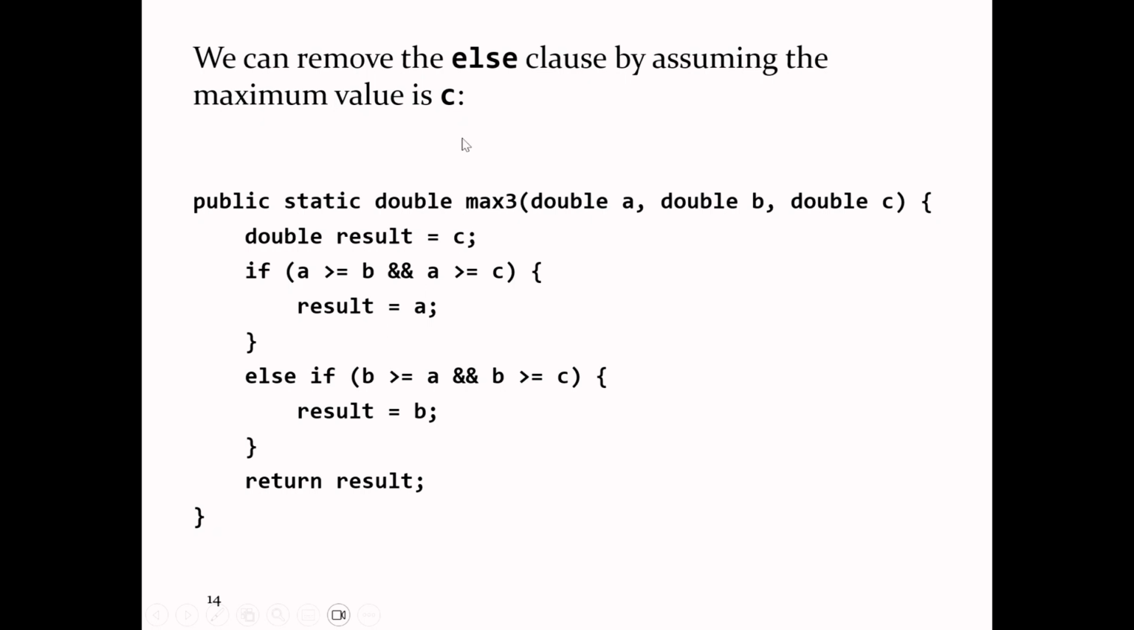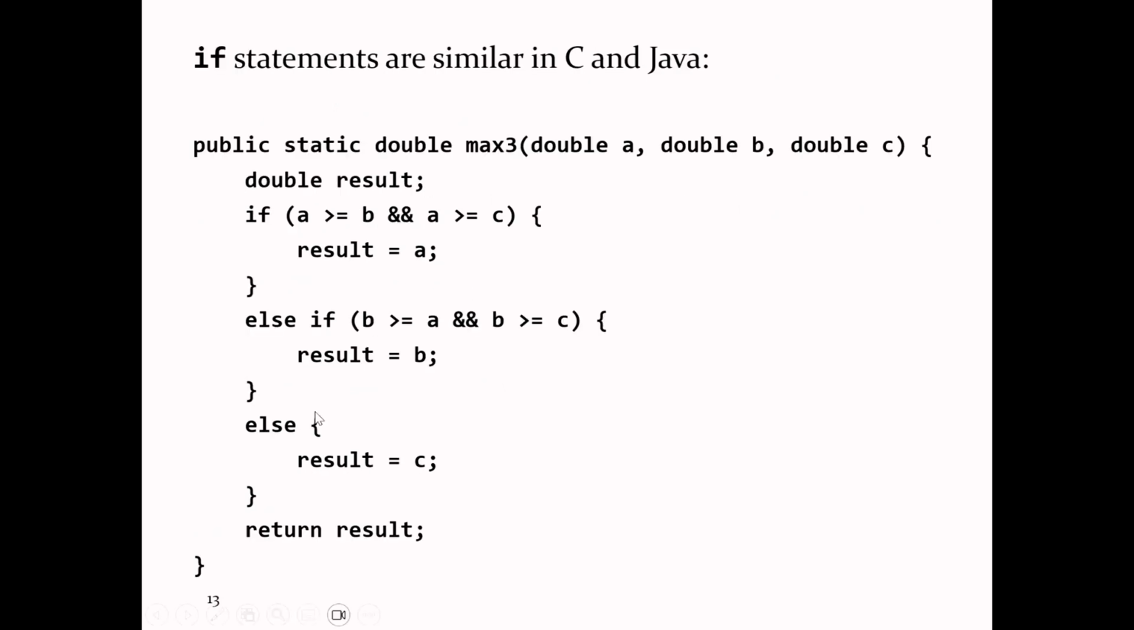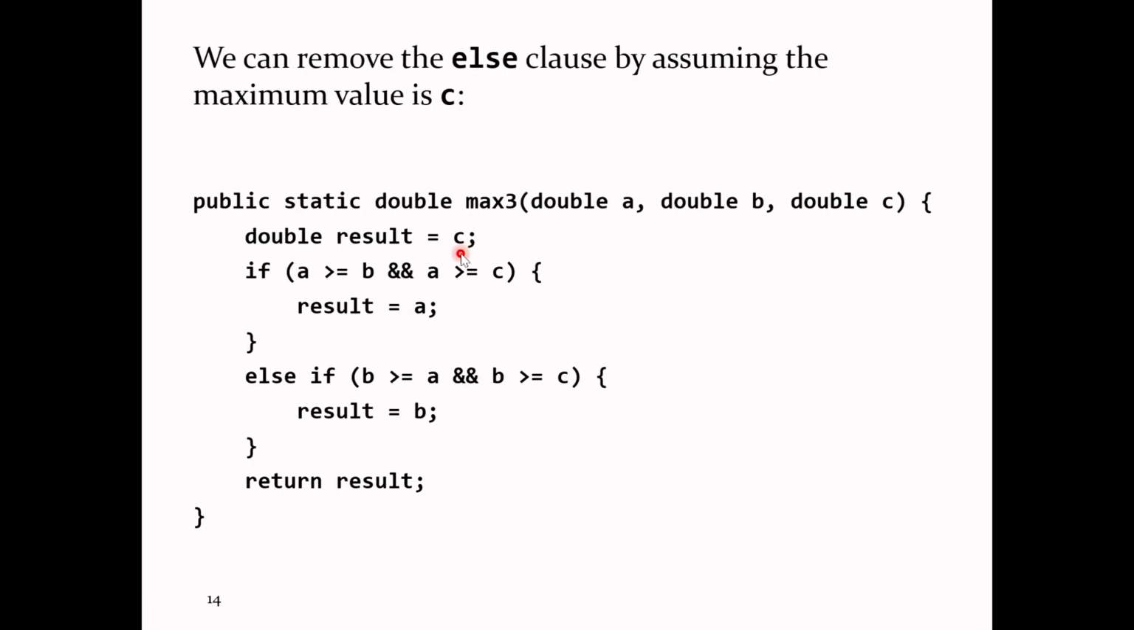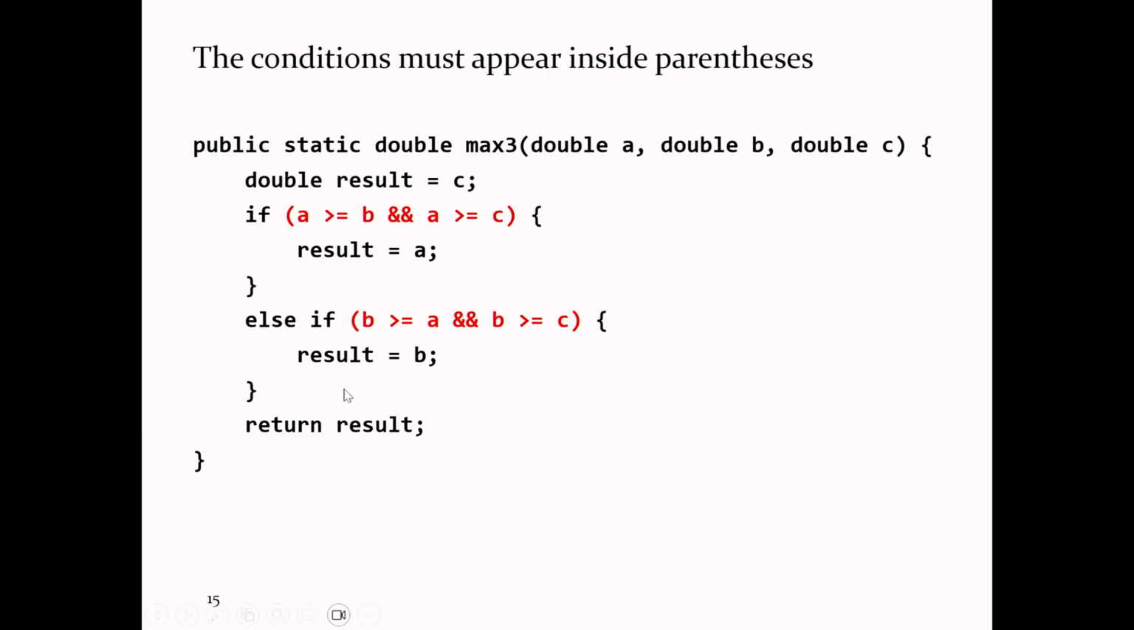If you want to, the else part, just like in C, is optional, doesn't have to be there. So you can get rid of the else clause from here. Here, the result is C. So instead of having no value for the result up here, I can set the result to C, and then I can adjust the value if it happens to be A or B instead. So the else part is optional. The else if part is optional as well, everything's the same as in C.